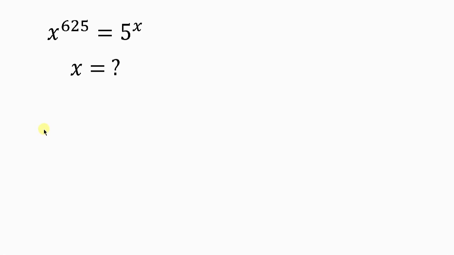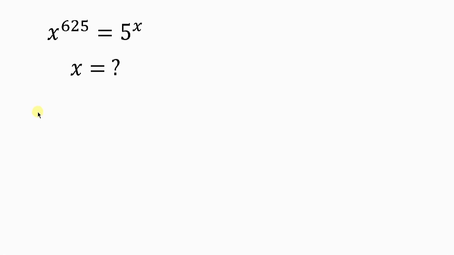We have a very nice and beautiful question on the board that we're going to be solving. And the question says, what is the value of x if x to the 625 is equal to 5 to the x? Well, our first step will be for us to multiply the exponents of both sides by 1 all over x.